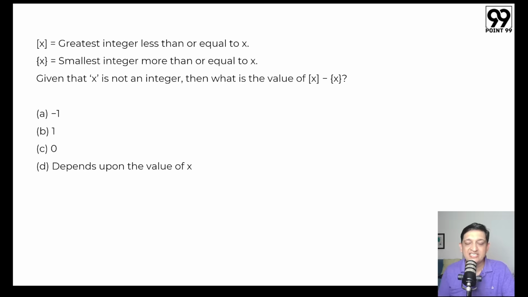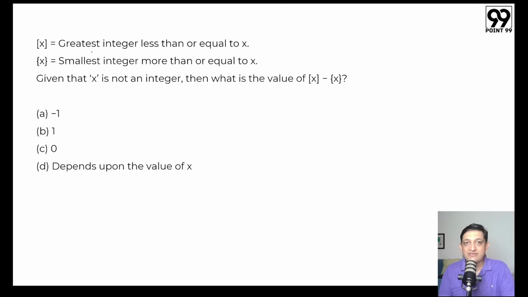Now what is a function? A function is basically something wherein you will put a number or an input into a machine and the machine will give you an output. So in this particular case, square bracket x is the function. It is the machine that is going to give you some output. What is that output? It is going to be an integer. It is going to be the greatest such integer.